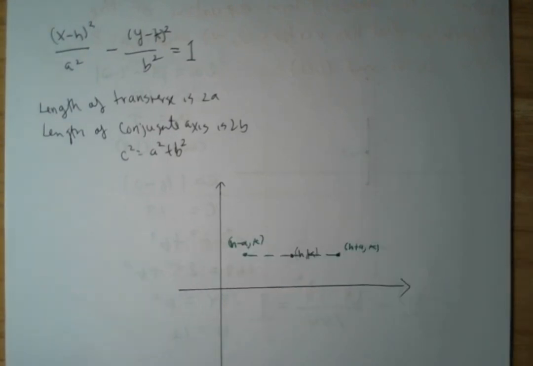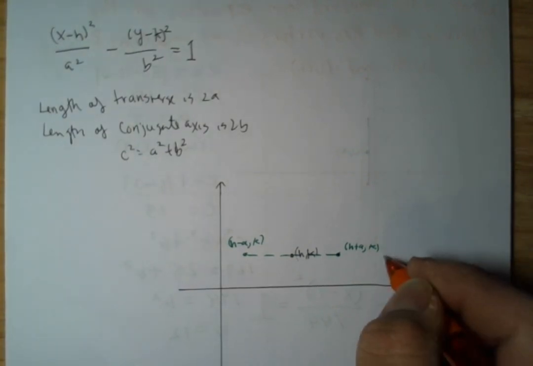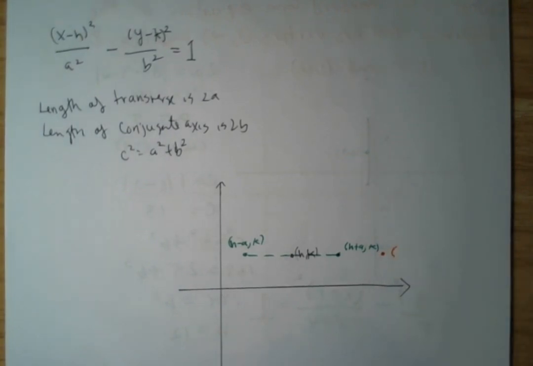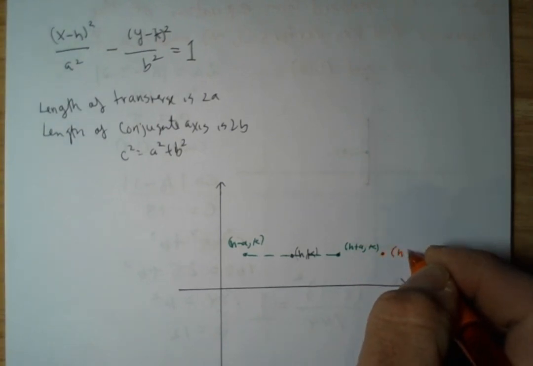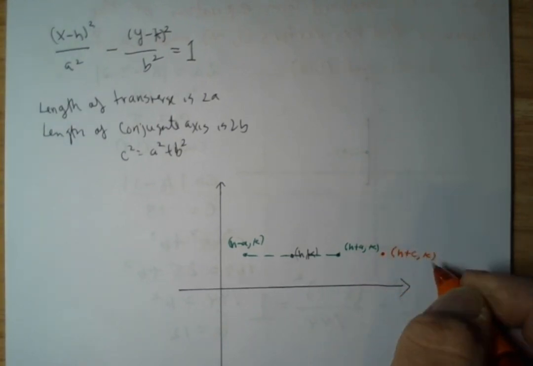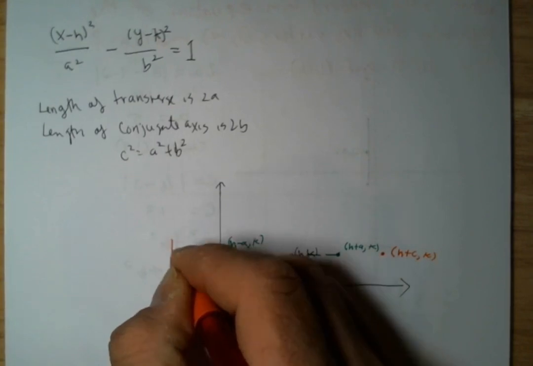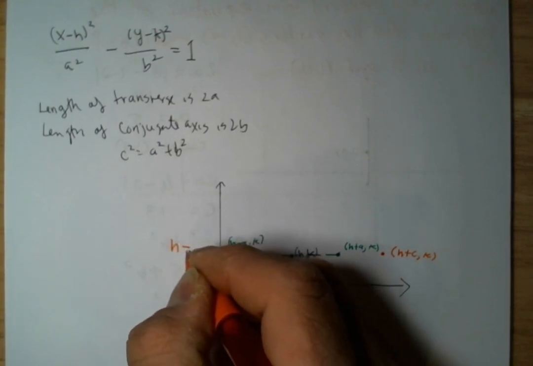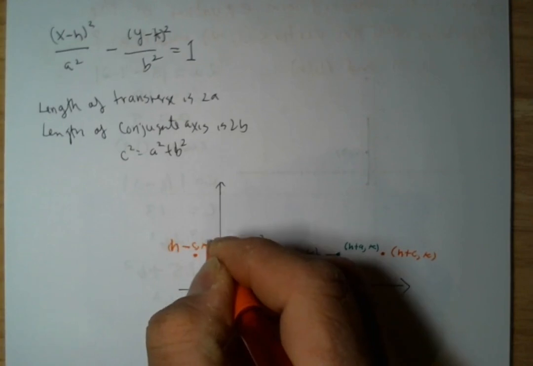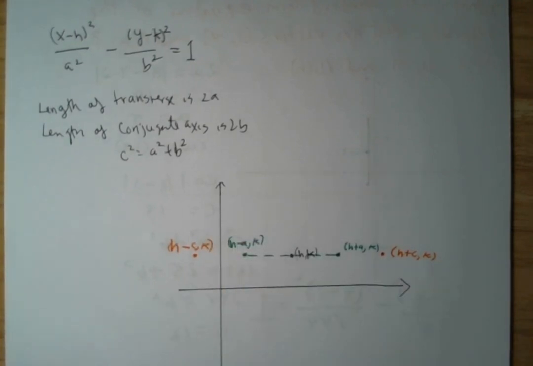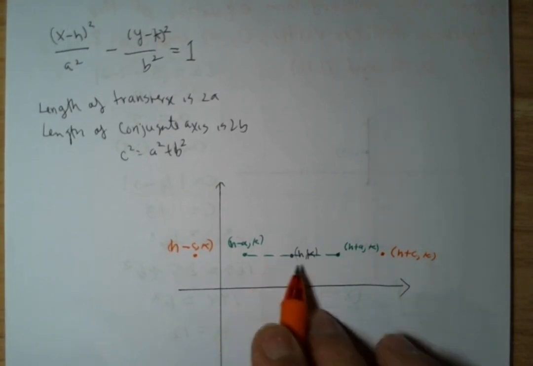And whatever the value of c is, that would help us get to the focus on this side. If I call that our first focus, it's the distance c from the center, so (h plus c, k), where k remains the same. And then somewhere out here, (h minus c, k). K remains the same. Okay, so that would be for our transverse axis.